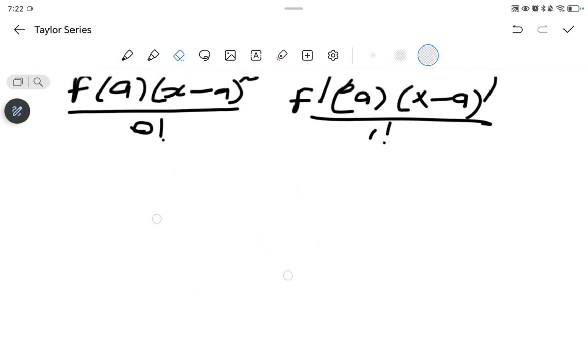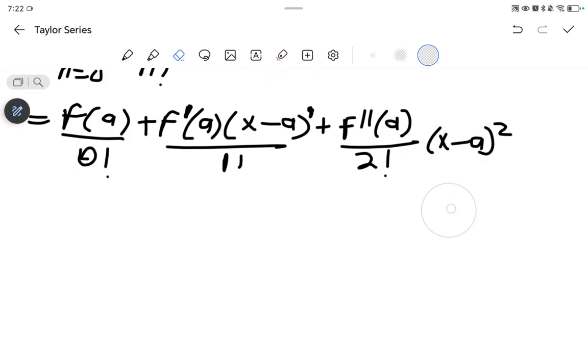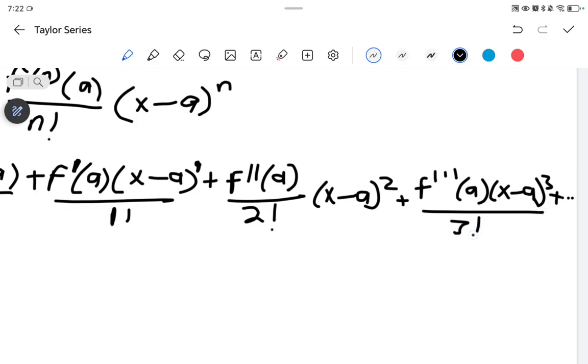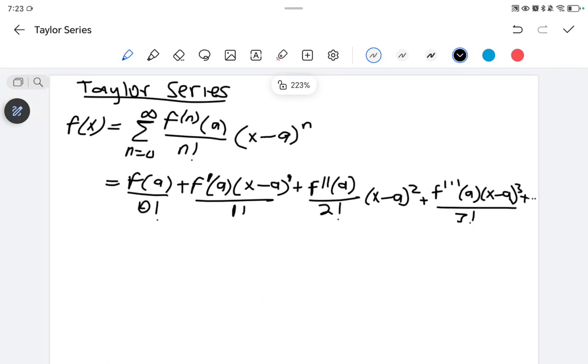So now let's apply this. It means that when you come to 3, it will be like this, f3 of a x minus a to the 3. So now we have this. Now this will be the format of our Taylor series.